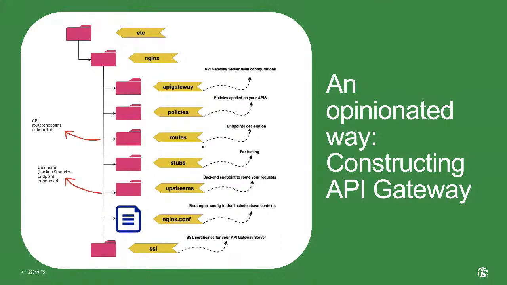The nginx.conf is the file which NGINX requires to be there as a root file. That's the one it expects to be there, so that it loads the rest of the NGINX configuration as part of the runtime. The SSL folder, for today's session, we are still not going to dwell into that in detail. It's mostly going to hold the SSL certificate for your API gateway server, but we will be looking more in depth at the security subject in the next session.